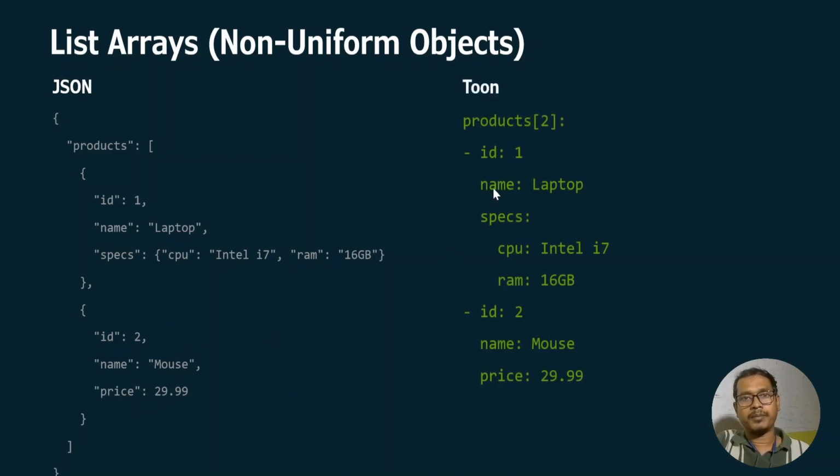You can define it by writing a hyphen in each object, right? So you can see your product is an array which has two objects. One object is represented by a hyphen and it has ID, name, and spec, and another object starts with another hyphen, which has ID, name, and price. So here is how you can represent non-uniform objects in TOON.